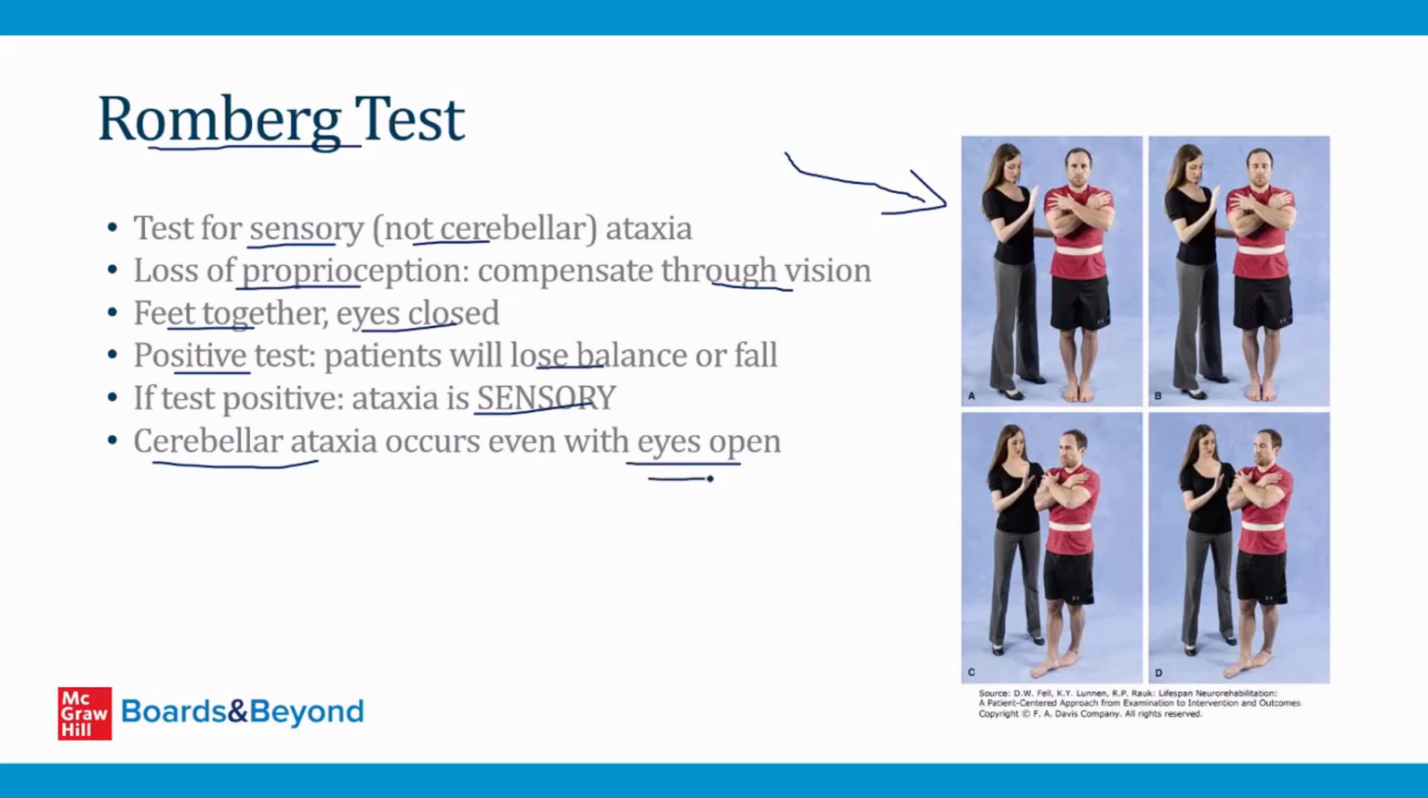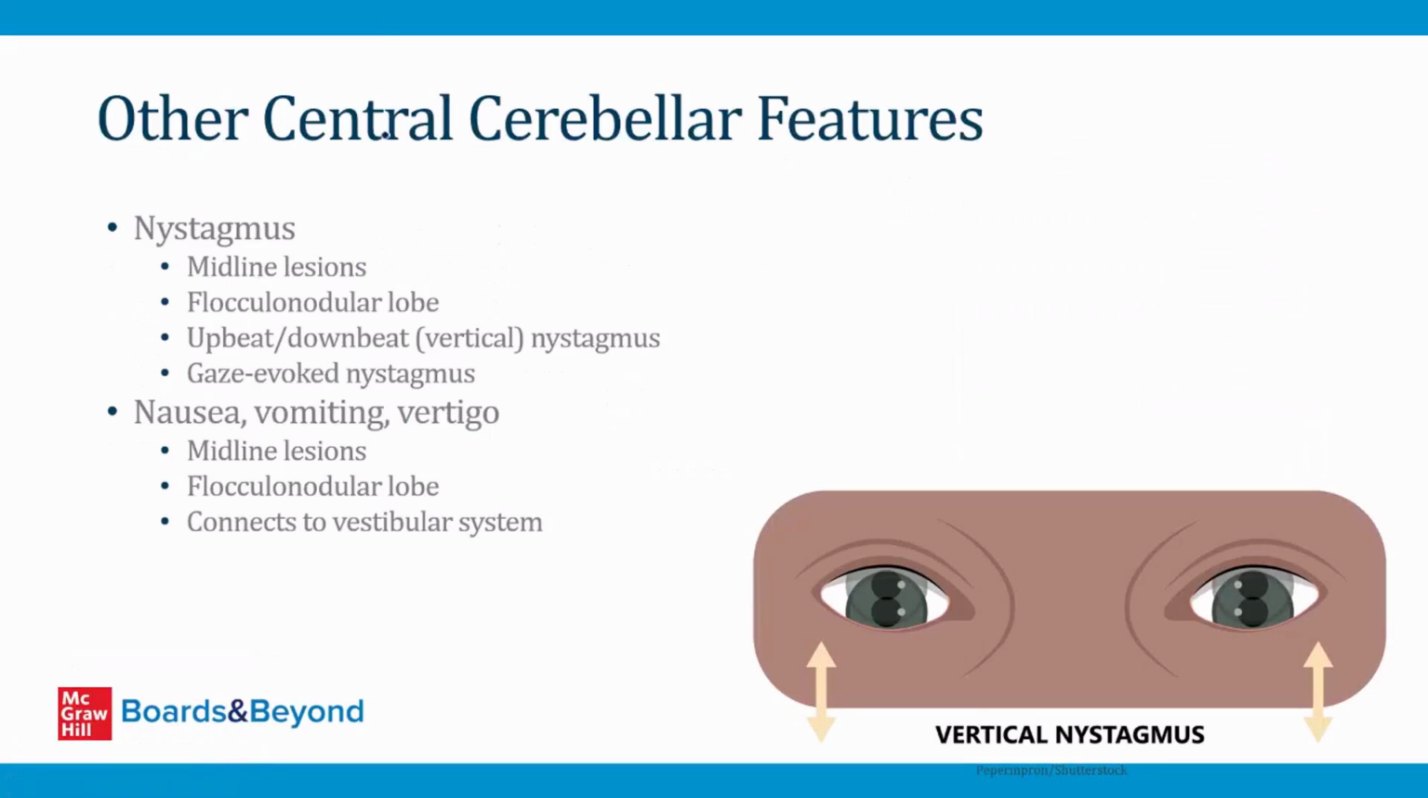When the eyes are open, if your cerebellum is not working, you will still have ataxia. It's only if you have a sensory ataxia where you can't sense proprioceptive information through your spinal cord that the Romberg test will be positive with the eyes closed, but when the eyes open, the patient will be able to maintain their balance. Okay, let's talk about some other clinical features of central cerebellar lesions.